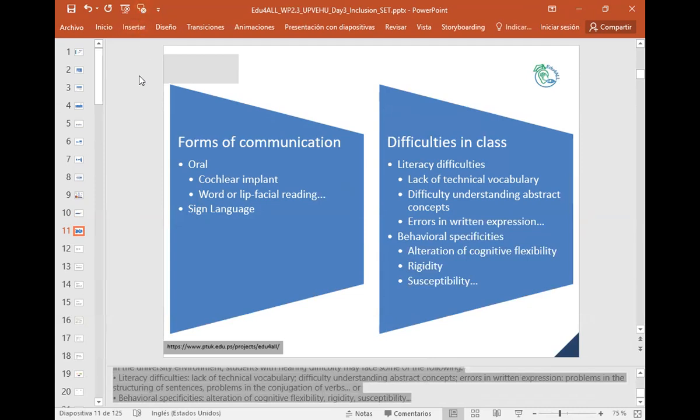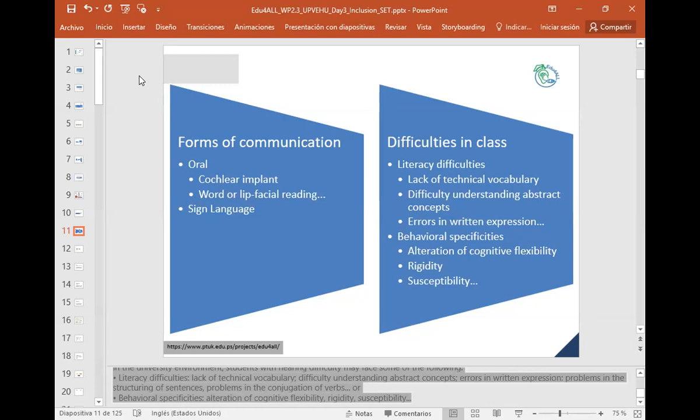People with hearing difficulties use two different forms of communication. Oral communication, either by having a cochlear implant or having developed bimodal strategies such as, for example, word or lip facial reading, or perceiving speech through a hearing aid in the case of partial hearing difficulty, or signed communication, mainly through the use of sign language.